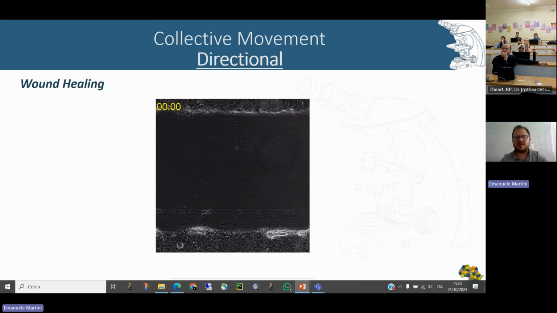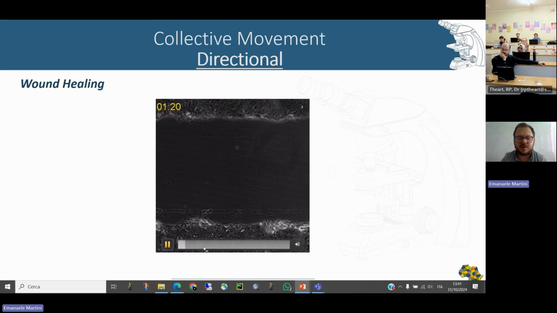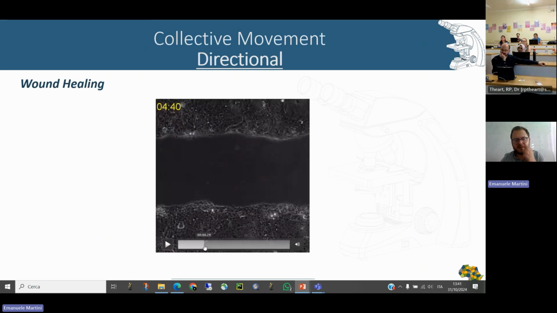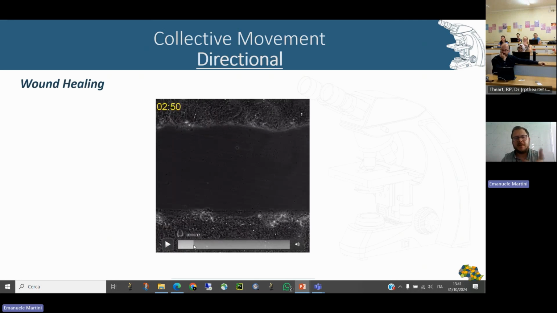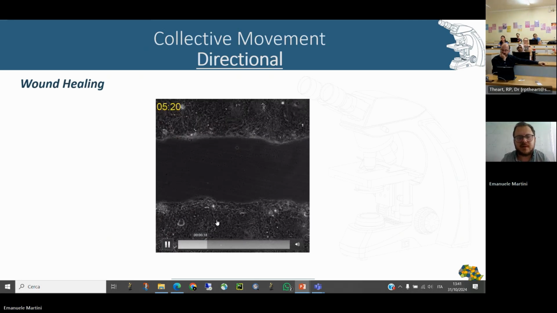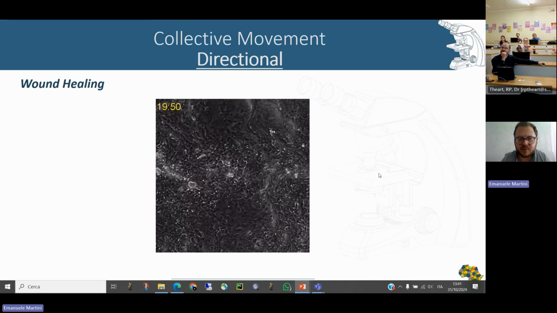Wound healing experiment, as I was saying before, is quite similar, but you grow your cells in the same way until they form a confluent layer, but then you scratch in the middle, and you want to see how fast they close the wound. In particular, this is a directional experiment because you are imposing a preferred direction, no? Because the cells more likely want to go in the direction of the wound.